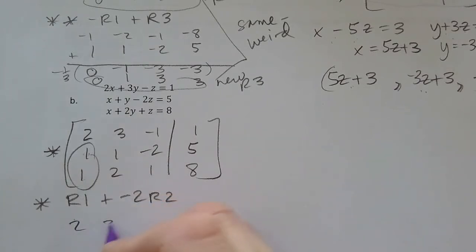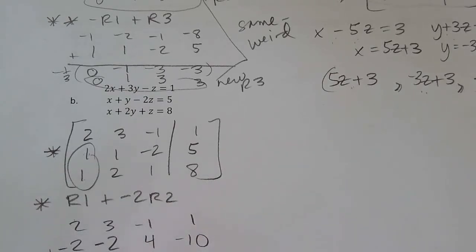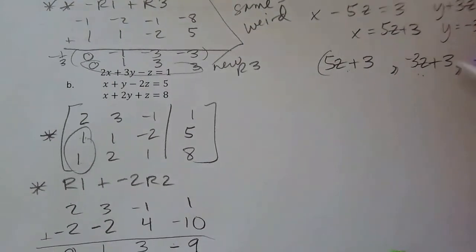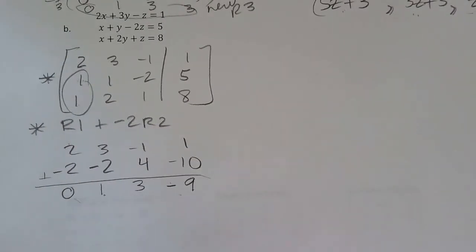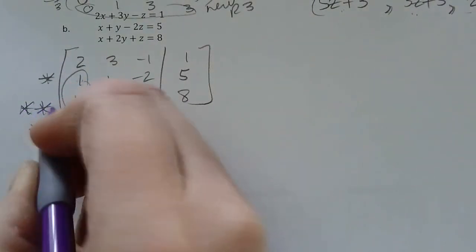So row 1 is 2, 3, negative 1, 1. And row 2, if I double it, is -2, -2. I'm doubling and multiplying by a -4, -10. And this worked out nicely because I have a 1 here. Oh, my work went off the page again. Sorry about that. So this is when I added them together. So now I want to do something about that bottom row.